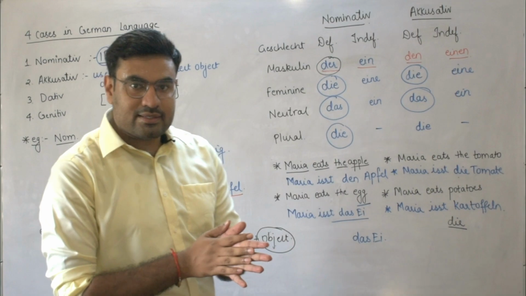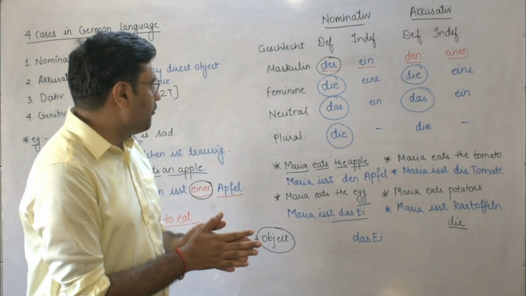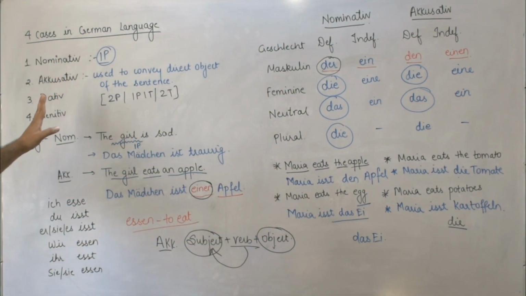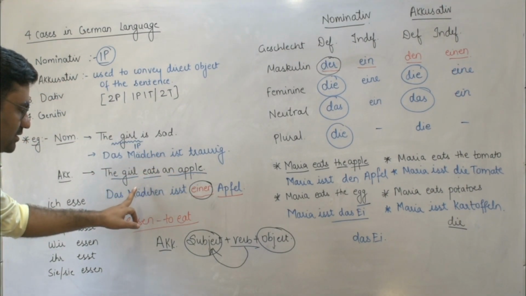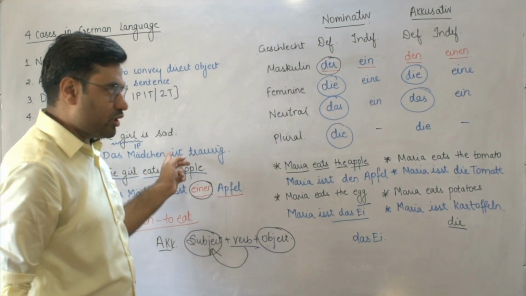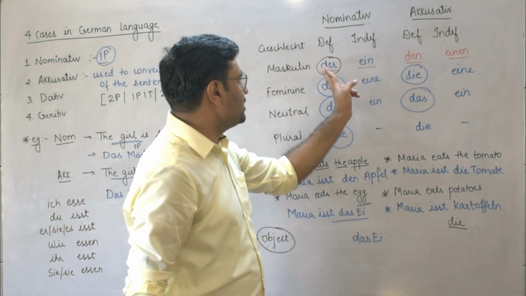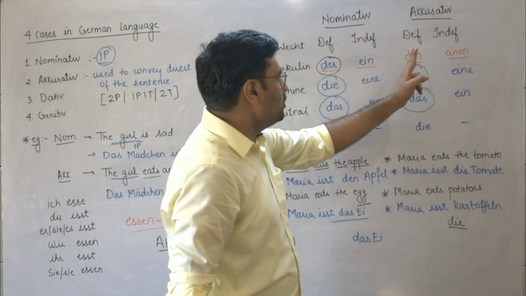So let's quickly revise this. We have nominative, accusative, dative and genitive. We have the object and the subject, and the verb is getting conjugated according to the subject. In masculine we change der to den and ein to einen.